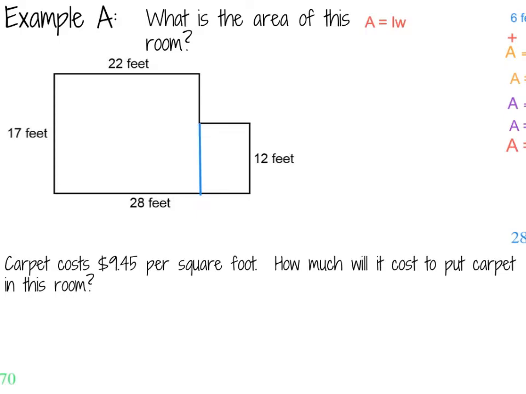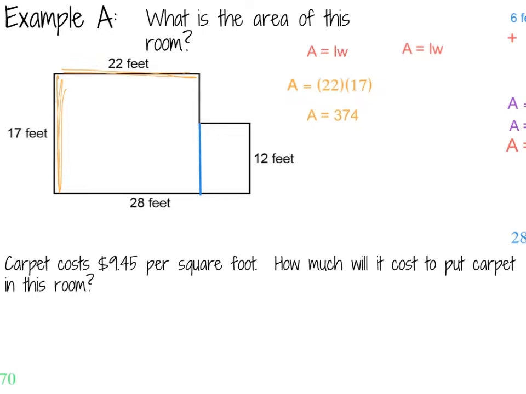So let's start with our first rectangle. I'm going to write my rectangle area formula, which is area equals length times width. Now again, I have 2 rectangles here, so I'm going to need area equals length times width twice. So my first rectangle, I'm going to plug in my numbers 22 and 17, because 22 is the length and 17 is the width. All I have to do is multiply. 22 times 17 gives me 374. Perfect. I've got my first rectangle's area, and I'm well on my way.